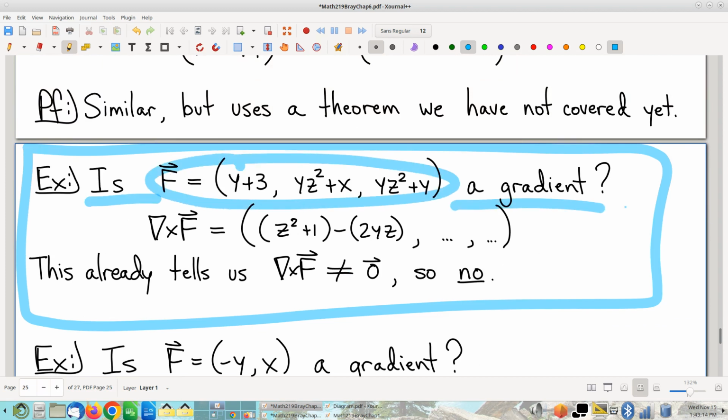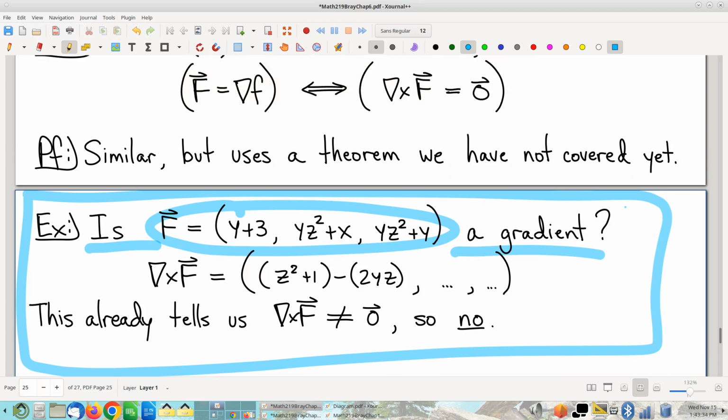Is that a gradient? Now, it's hard to look at this vector field and just kind of see what an anti-gradient might be. Right? There's just kind of too many terms. It's kind of too much going on. It's just not clear what the answer would be. But it is fairly straightforward to just compute the curl and see if it is or isn't equal to 0. So here we go.